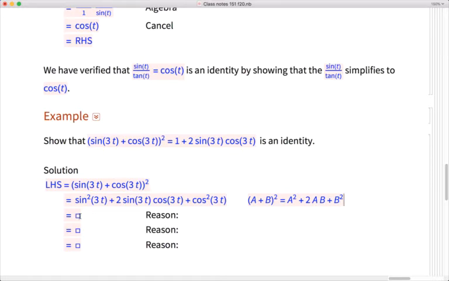Okay. What we have now is, should I rewrite it? No, I'm not going to rewrite it. I'm just going to use it. This is 1 plus twice sine 3t cosine 3t. And this is the Pythagorean identity.